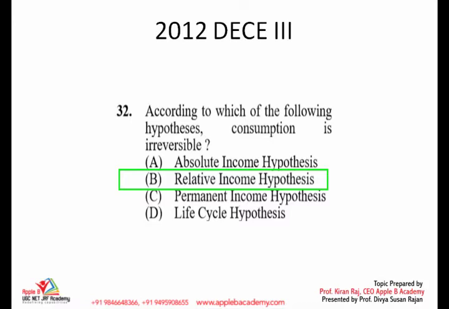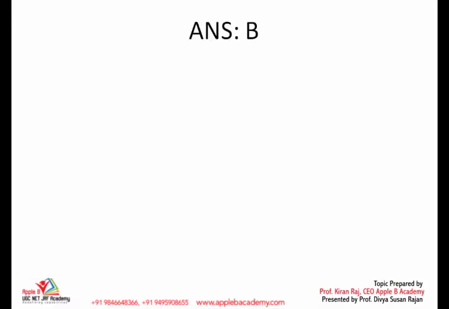Now, the two important fundamental rejections of the Keynesian theory that were explained by Duesenberry were, one, that every individual's consumption is not independent but interdependent on how other people in the society behave, and the second rejection was with respect to the consumption relation being irreversible with respect to time. So this concept was explained by none other than Duesenberry, and Duesenberry's theory is clearly the relative income hypothesis. So the answer to this question is B, relative income hypothesis.